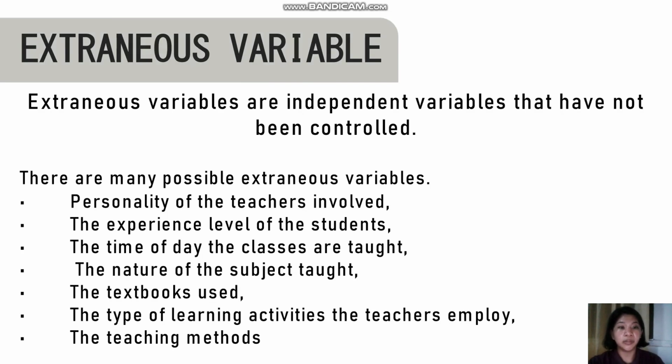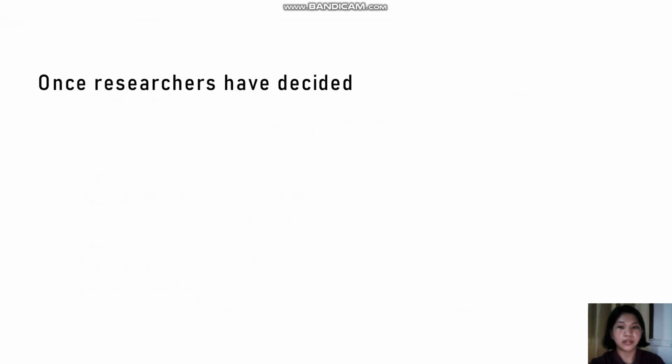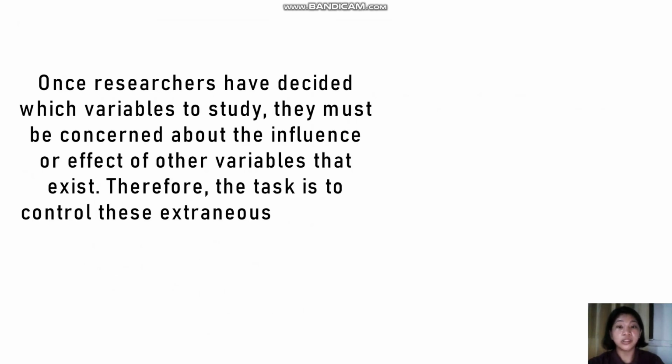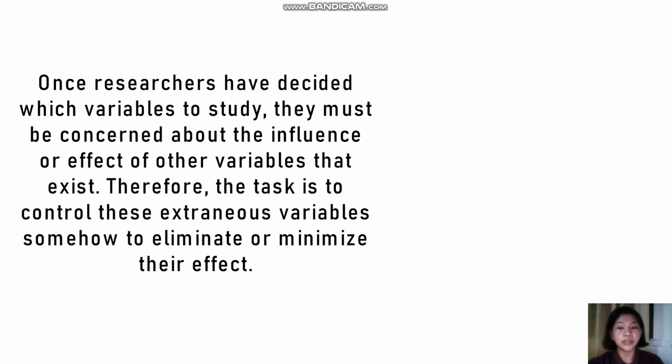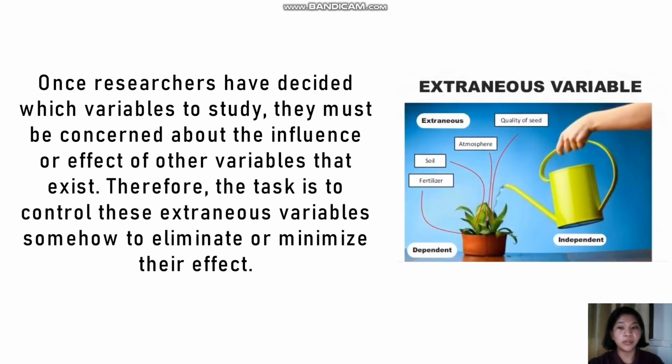Next is the extraneous variable. These are independent variables that have not been controlled. So here are some possible extraneous variables. Once researchers have decided which variables to study, they must be concerned about the influence or effect of other variables that exist. Therefore, the task is to control these extraneous variables, somehow to eliminate or minimize their effect. Because if left uncontrolled, extraneous variables can lead to inaccurate conclusions about the relationship between the independent and the dependent variable.